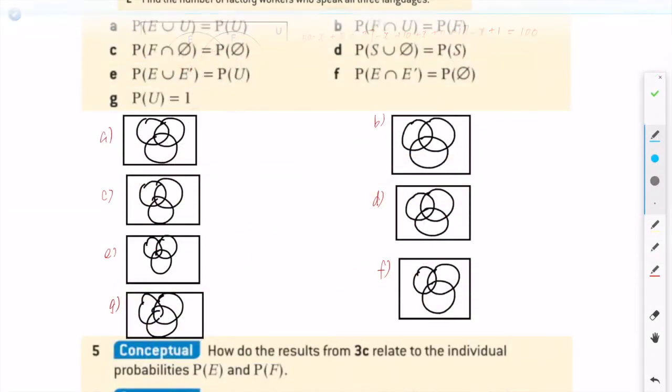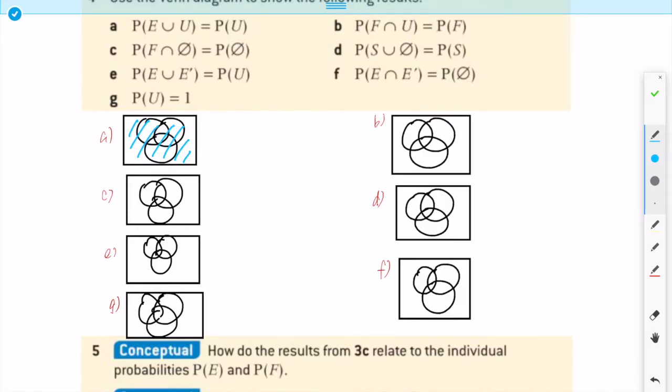Okie doke. Number 4. I'm going to show the shading in each Venn diagram as we walk through the proof here. So part A, E and U. The universe is everything, and we're doing an OR, so we have to shade in everything inside the universe. C, F and null. And means anything in common. Well, of course, there's nothing in common between anything found in F and the null set that contains nothing. So nothing gets shaded in.